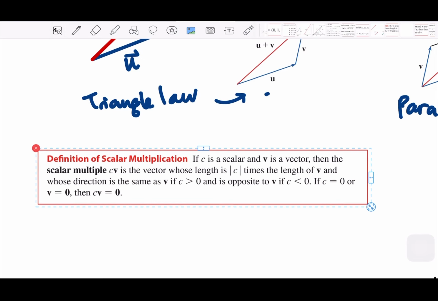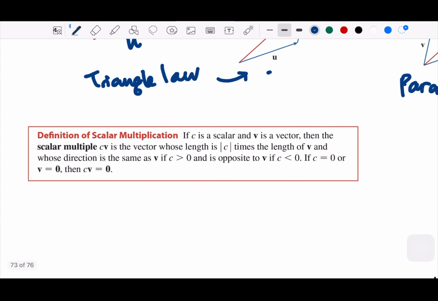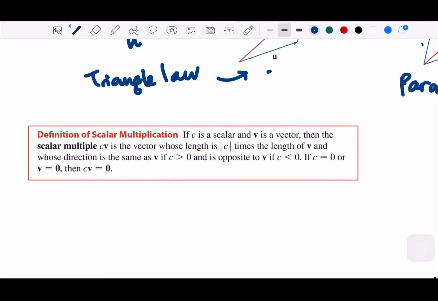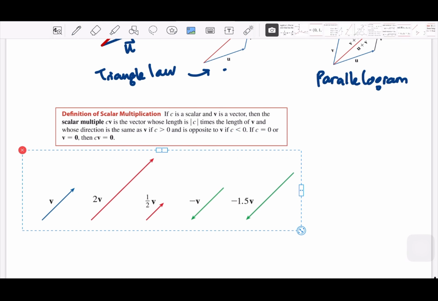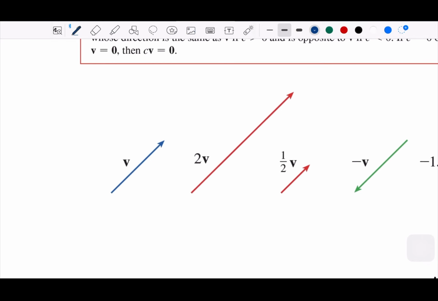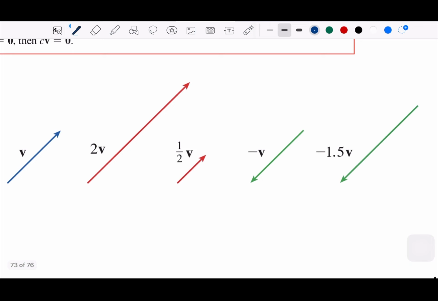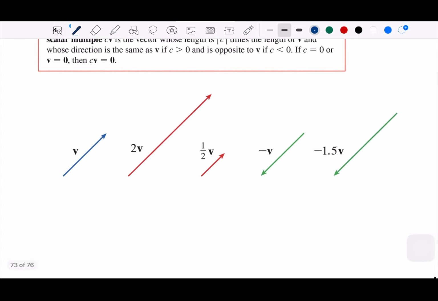So scalar multiplication: if c is a scalar and v is a vector, then we can have a scalar multiple cv, a vector whose length is c times the original length of v. So we can have many possibilities. We start from the original v and then multiply by 2, which is twice the original length, or half the original length, or opposite. If we multiply with a negative value, it becomes the opposite direction, right? And so on and so forth.